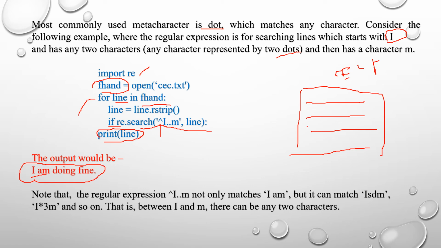Note that the regular expression caret I, two dots, m not only matches "I am", but it can match I star 3 m and so on. That is, between I and m there can be any two characters. So this is the use case of the dot character.